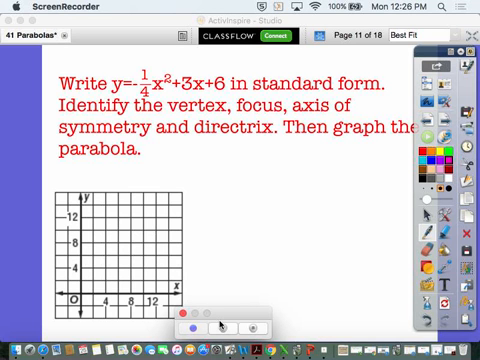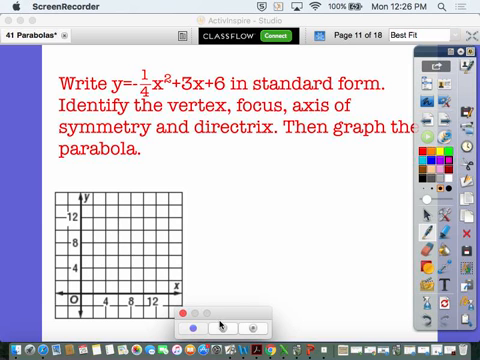So in this one, we're going to write this equation in standard form, and we're going to identify all the good stuff: vertex, focus, axis of symmetry, directrix, and we're also going to graph the parabola. Now, as we see, our x's are being squared, so does that mean it opens vertically or horizontally? Vertically. Very good, because x is being squared.